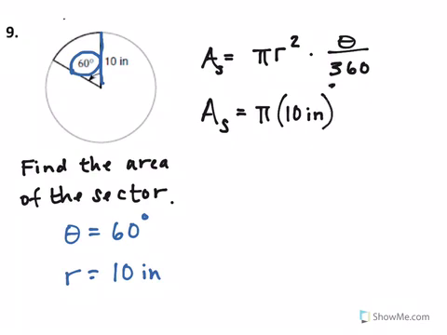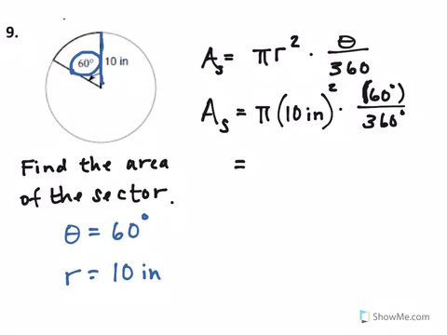I'm going to keep the units in there now so that you can see what happens to the units as we go throughout the formula. And then 60 is theta. 60 degrees is theta divided by 360 degrees. This is a parentheses, not a 1. Okay, so then it's just simplification from here.